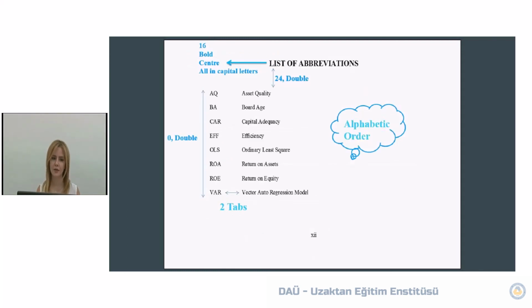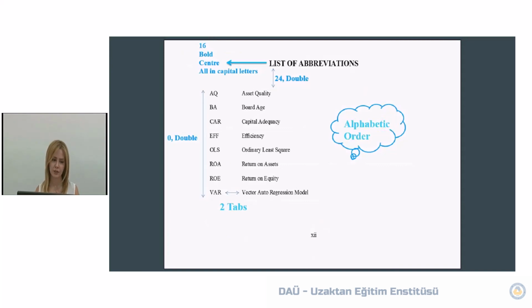List of abbreviations. List of abbreviations as a header should be 16, bold, center, and all in capital. And like the other headers, from the header to the first line should be 24 and double. Again, line spacing between these abbreviations should be 0 and double.